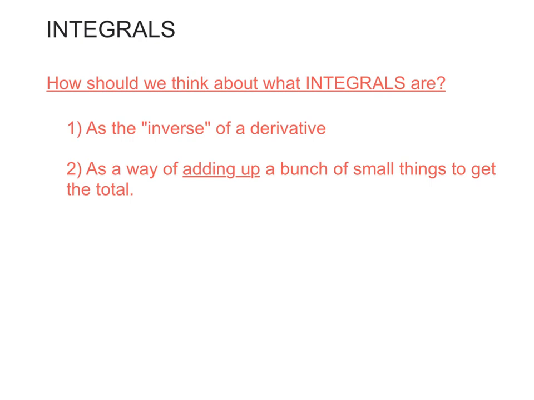A second key way of interpreting what an integral is: you can think of an integral as a way of adding up a bunch of small things to get a total. And this way of viewing what an integral is turns out to be extremely useful in physics, and it arises in all sorts of contexts and problems. So we'll spend a bit of time focusing on that as well.